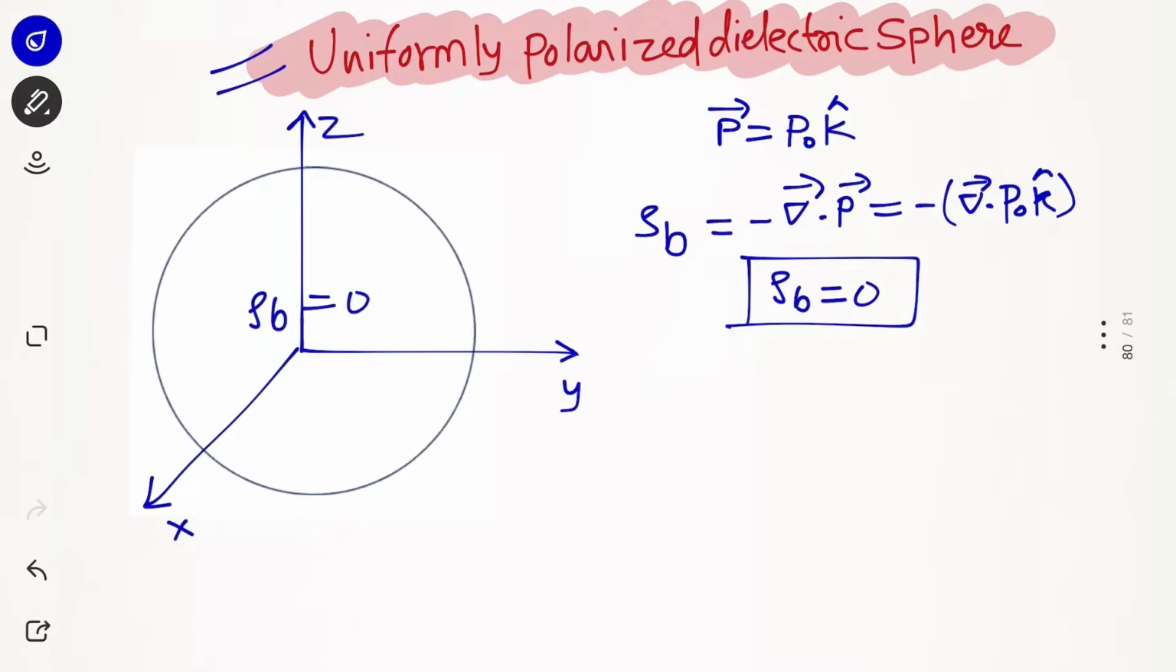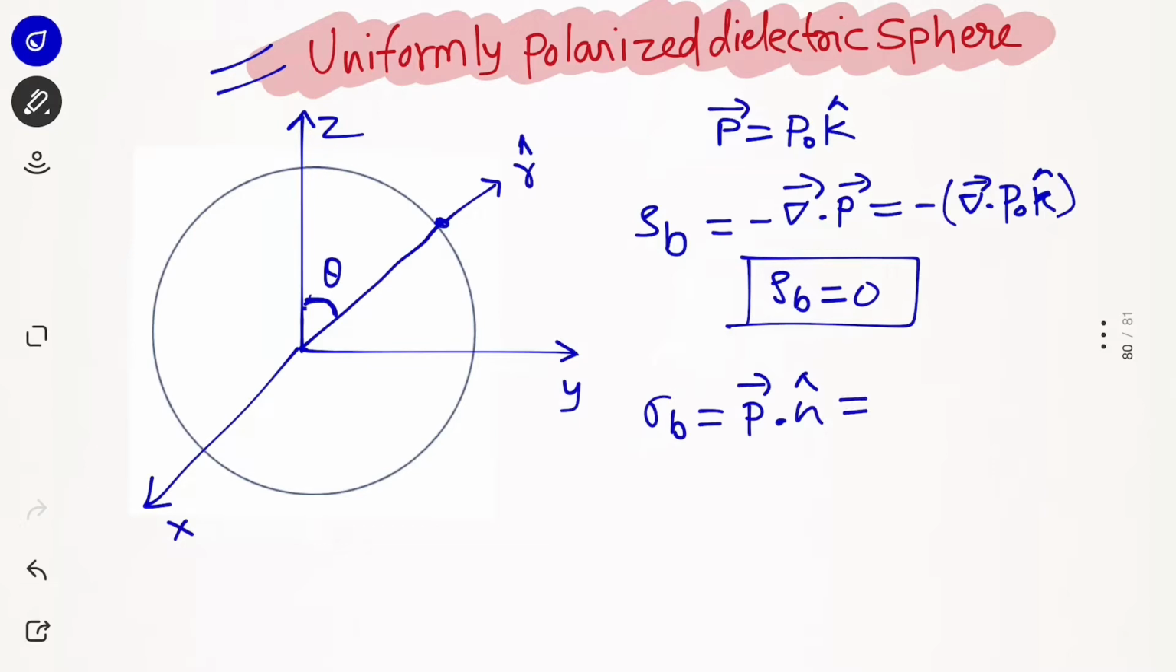Now what about the surface charge density? Surface charge density is given by P dot n cap. Here our polarization is in K cap. At any point, let's consider from the z axis, let me just rub this. From the z axis, if I take this point, I can say that this angle is theta and this direction is r cap. I'm taking any point; you can also take any point. I'm taking this point for my convenience.